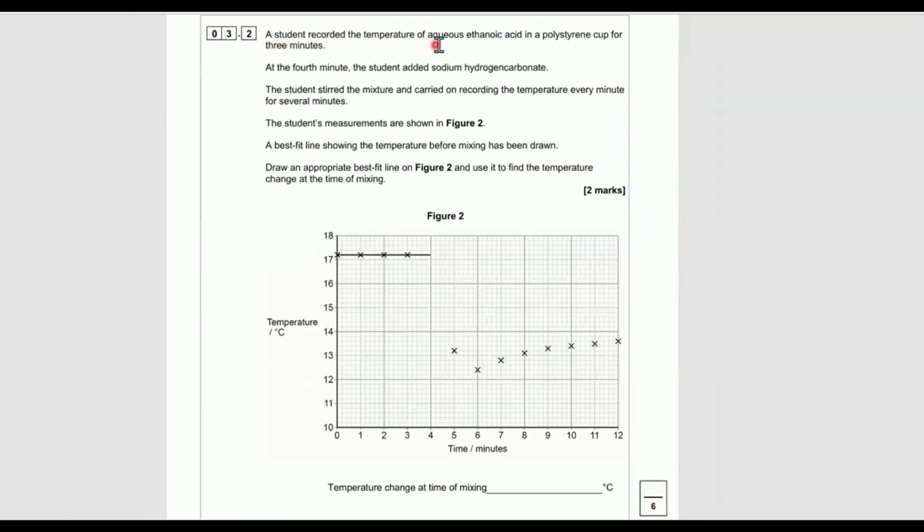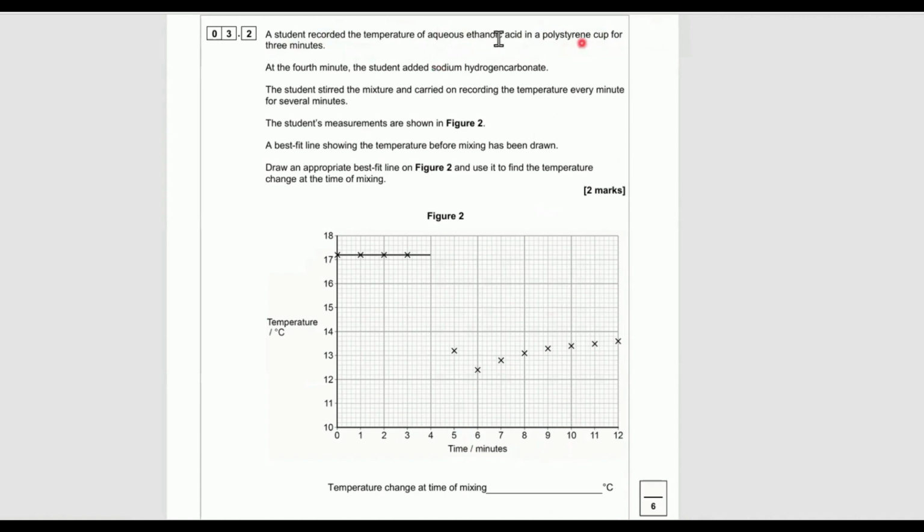3.2, a student recorded the temperature of aqueous ethanoic acid in a polystyrene cup for 3 minutes. We know why they use polystyrene cups. If you're recording a temperature, it's a good insulator. As soon as I'm reading a stem, it might have nothing to do with the question. It doesn't look like it is because it's giving me a calculation. Might have nothing to do with the question, but I just like to test myself.